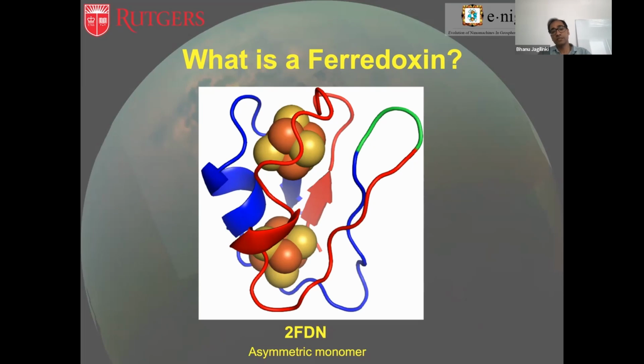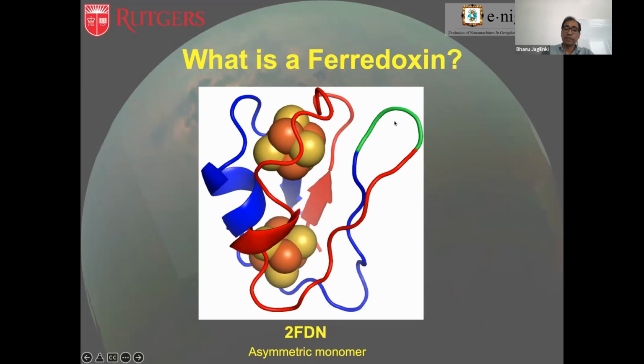So these 2 half regions are so different from each other that I would call it an asymmetric monomer. Monomer being that it's a single polypeptide chain, and asymmetric meaning that the first half is completely different by sequence from the other half. And that's why I was showing them in 2 different colors. The first half would be in red and the other half would be in blue. And these 2 half regions are joined by this linker in green.